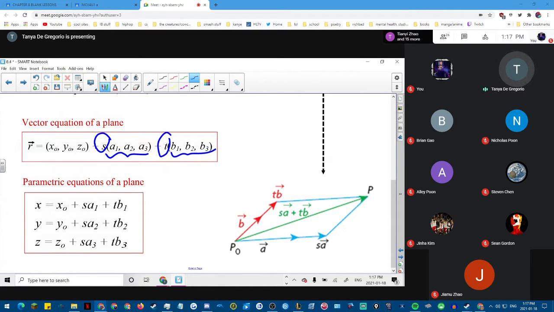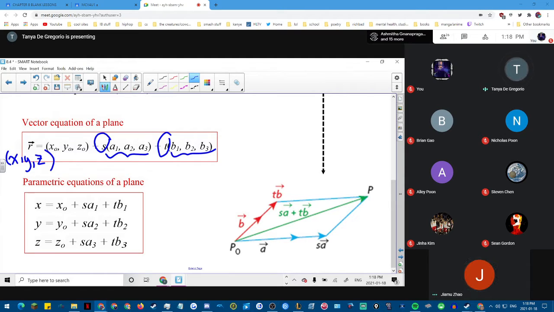Okay, parametric equations of a plane. It's the same like before, guys. Just solve for X, Y, and Z. Okay? From coordinates. Are there any questions?